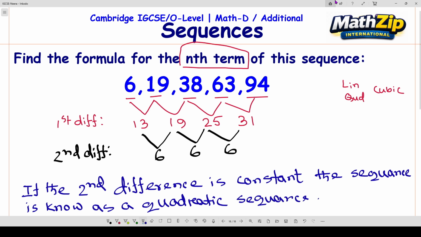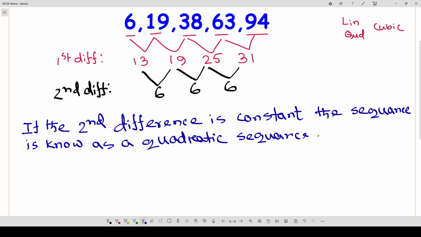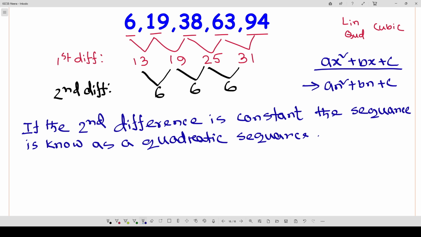Right? So we have an idea about a quadratic equation. It looks like ax squared plus bx plus c, or in this case we can say it's an squared plus bn plus c. Right? So this is our term. And look, if the second difference is constant, the sequence is known as a quadratic sequence and has a quadratic nth term.